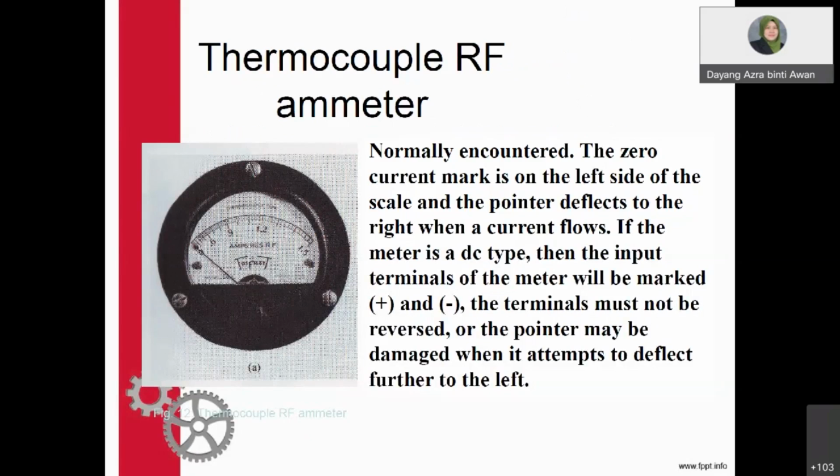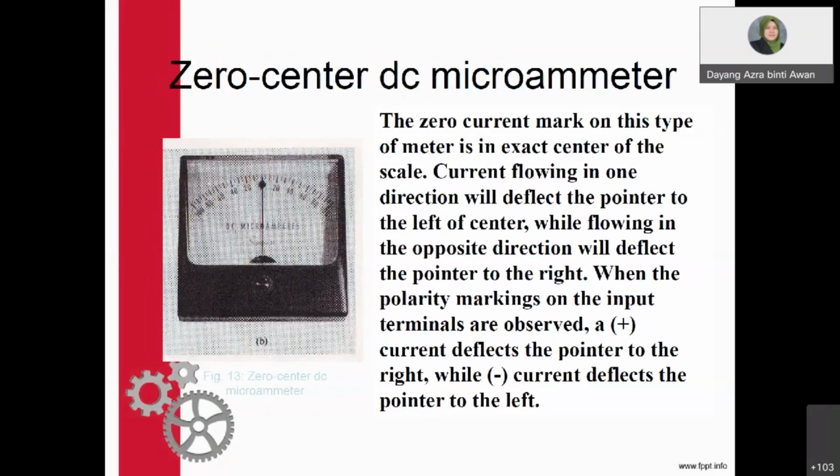The task for this thermocouple is to measure the emitter by using the changes of the thermal itself. And then we have a zero center DC micro emitter, where you can have a positive and also negative. This one is to measure a very small value of current. As you can see, this one is microamp. So if your circuit is more than microampere, no need to use this type of instrument.